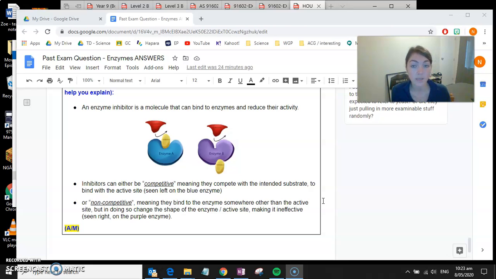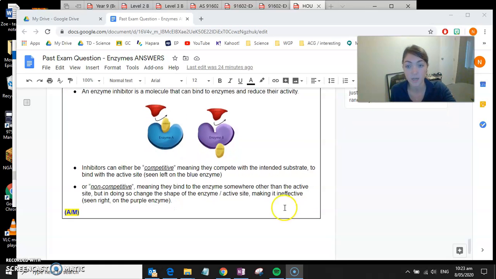The other way that an inhibitor can work is non-competitively. So it's not competing for the active site. It's actually binding to the enzyme somewhere else completely. But in doing so, it changes the shape of the active site on the other side of the enzyme, and it still doesn't allow the substrate to bind. So it's either competing for the active site or it's not. But either way, it affects the ability of the substrate to bind, forming that enzyme substrate complex and be catalyzed, for the reaction to be catalyzed.